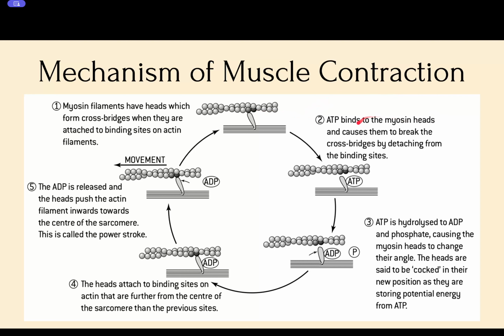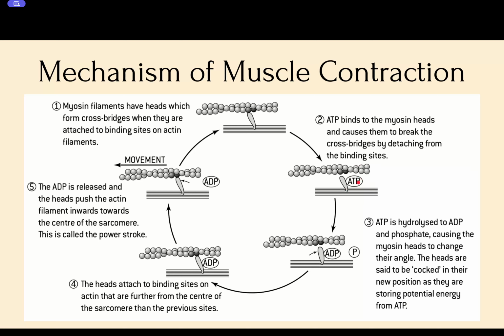The second step is when ATP will come and bind to the myosin head and cause them to break the bridge that had been formed. So as you can see here, it's linked together because of the cross bridge. Here it unlinks and breaks down the cross bridge because the ATP will come and bind to the myosin.